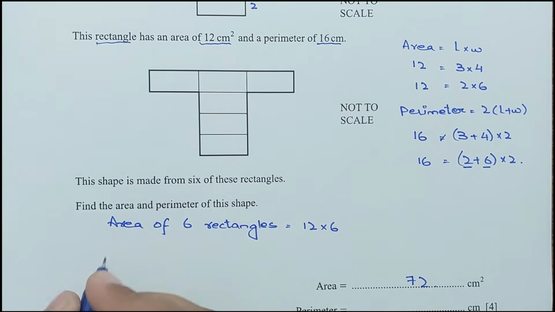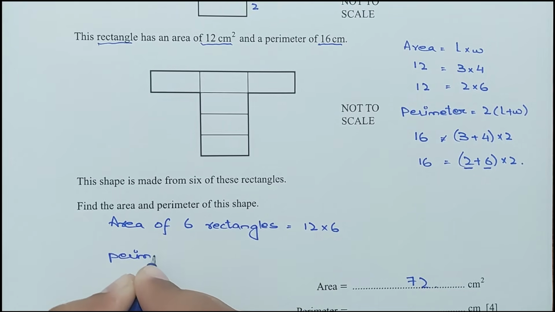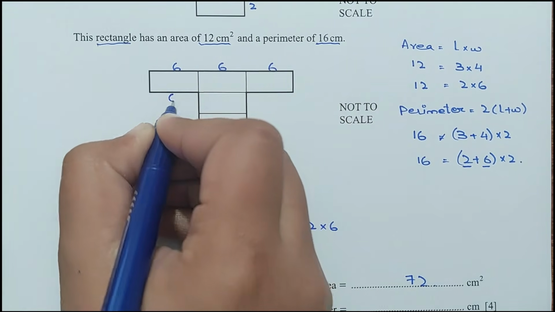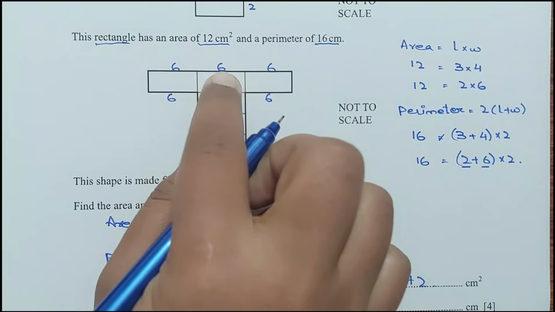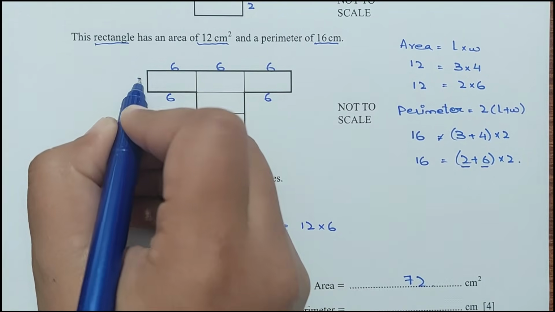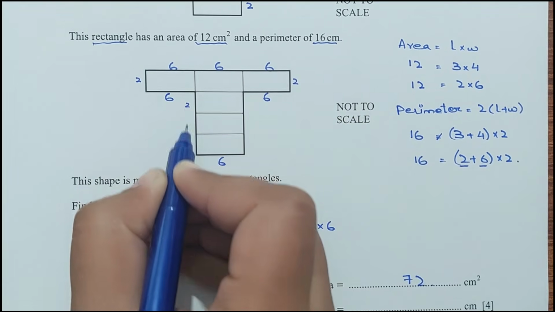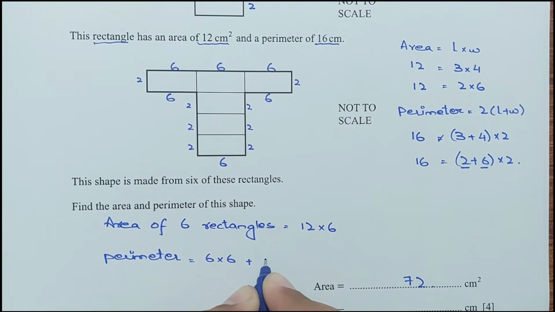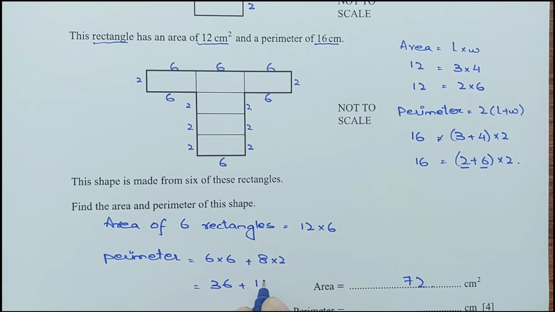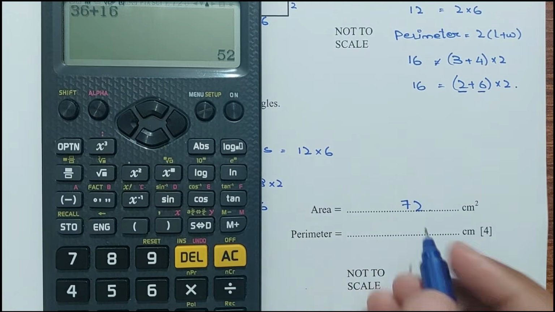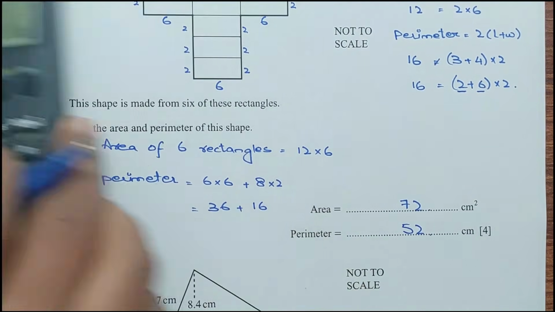Right, now let me find the perimeter of the shape. This is 6, 6, 6, 6, 6, and 6. 1, 2, 3, 4, 5, 6. So 6 times 6, plus we have 2. This is 2, 2, 2, 2, 2, 2, 2, and 2. 8 times 2. 6 times 6 is 36. 2 times 8 is 16. Okay. 36 plus 16 is 52. So the perimeter of that shape is 52 centimeters.